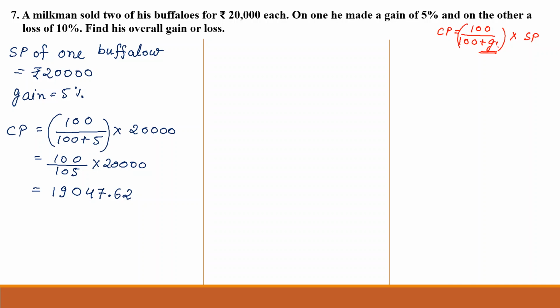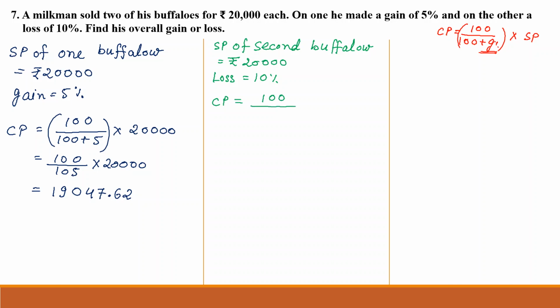In the same way we calculate the cost price of the second one also. SP of the second buffalo is again rupees 20,000. In this, the loss is 10%. So CP will be 100 upon (100 minus loss percent), that is 100 upon (100 minus 10), multiplied by 20,000. That is 100 by 90 multiplied by 20,000. When we simplify this, we get rupees 22,222.22. So this will be the cost price.